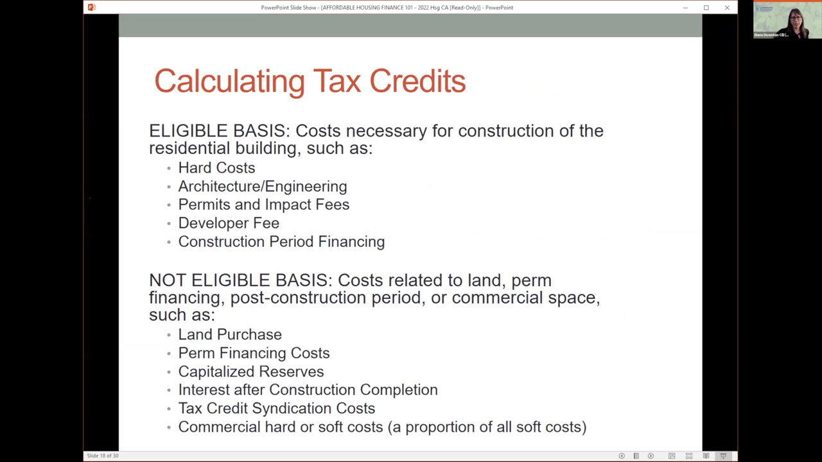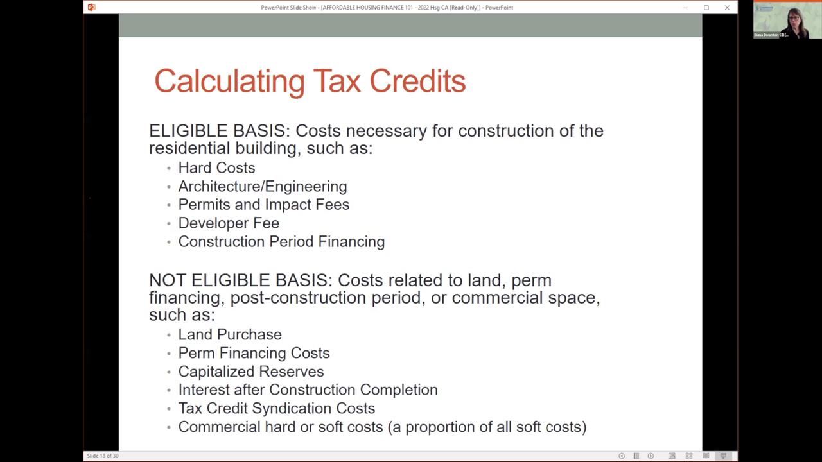So how do you calculate the tax credits? An important concept for calculating tax credits is eligible basis. Costs that are included in eligible basis are anything that is necessary for construction of your building. So the hard costs, the architecture and engineering, the permits and impact fees, developer fee, and any construction period financing. So most costs will be part of eligible basis.